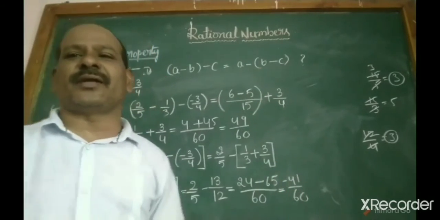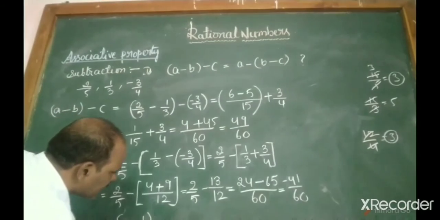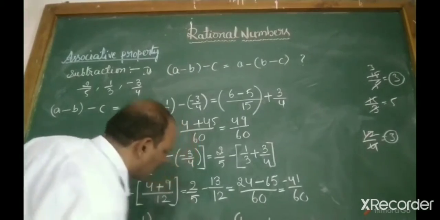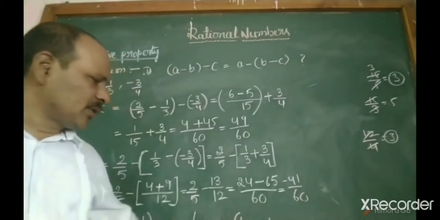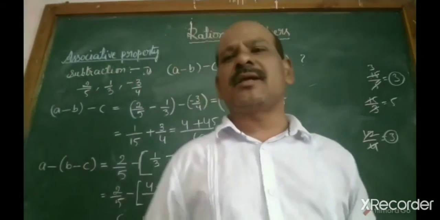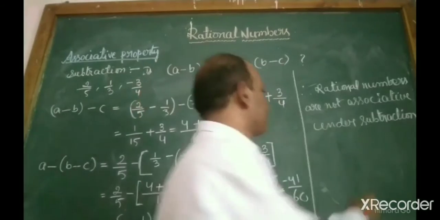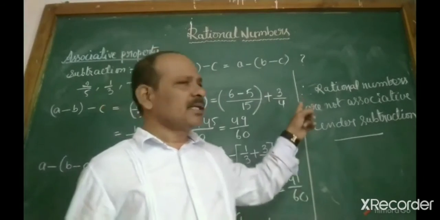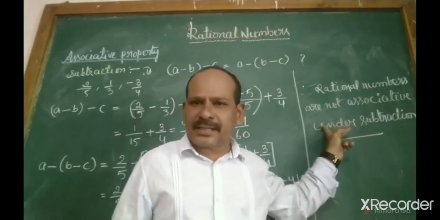These two answers are different. So we can write it here: bracket A minus B, minus C is not equal to A minus bracket of B minus C. So we can say that rational numbers are not associative under subtraction.